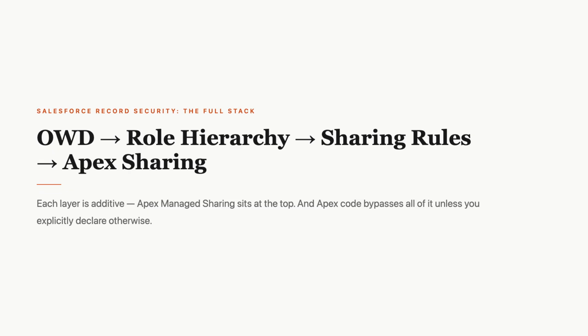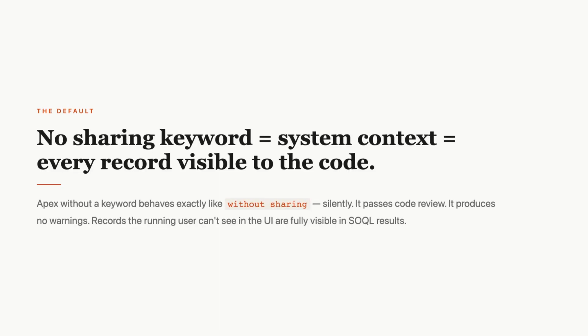Here is the default that surprises most developers. When you write an Apex class and declare no sharing keyword, the code runs in what Salesforce calls system context. System context means full visibility of every record in the org. Your SOQL queries return all rows. Your DML operations succeed on any record. The running user's OWD setting, role hierarchy position, and sharing rules are invisible to the code. This is not a bug, it is the design default. The problem is that most code intended to serve a specific user never explicitly opts into enforcing their permissions.